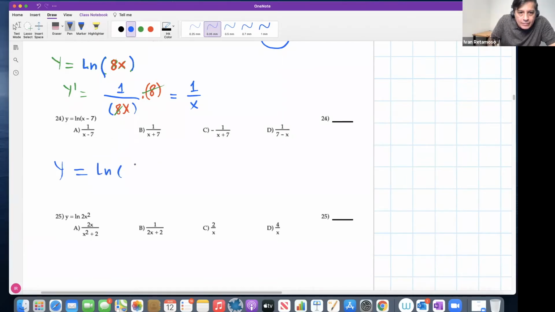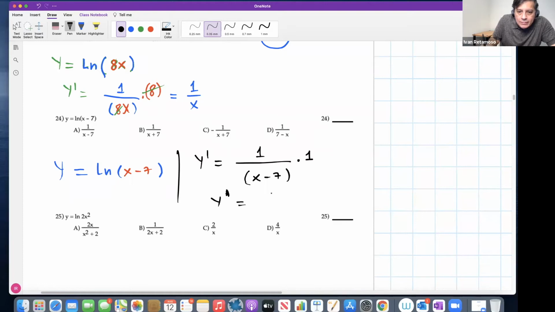Natural log again. Rewrite it such that you see clearly what's the inside function and what's the outside function. So the derivative of this function will be the derivative of the outside function first, 1 over whatever is inside the log, which is called the argument of the log, times the derivative of this inside function, which is just 1. So the derivative of this function is just 1 over x minus 7, right? Very good.